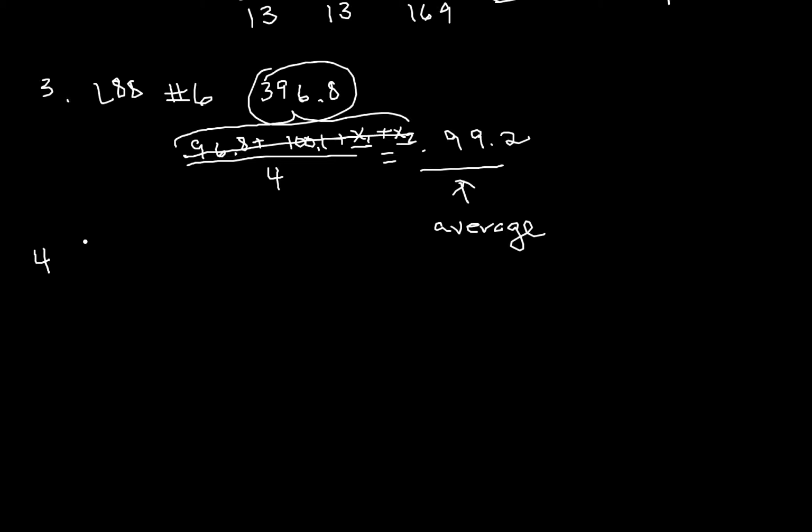Is anybody still here? Okay. All right, so they're going to give you the sum of the 4 numbers. So you just take the sum of the 4 numbers and divide it by 4 and you get your average. This is actually a super simple problem. I hope no one misses this one.